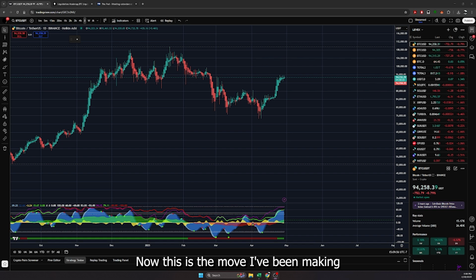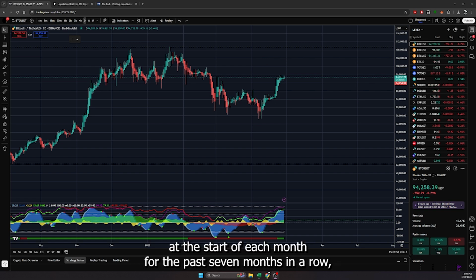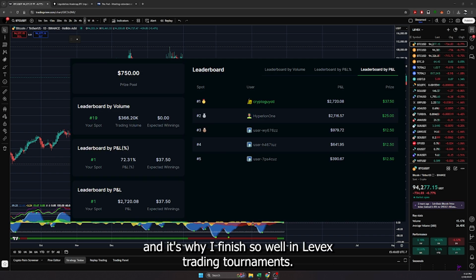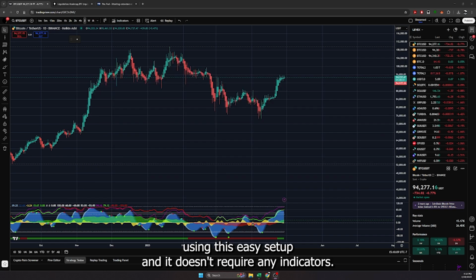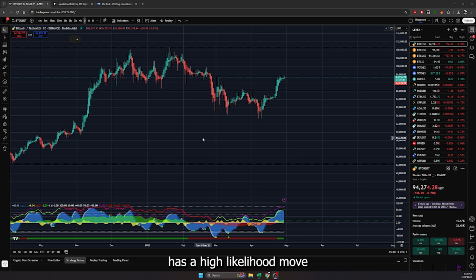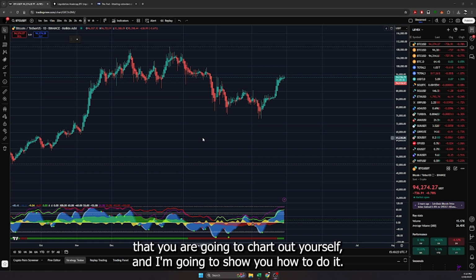Now, this is the move I've been making at the start of each month for the past 7 months in a row, and it's why I finish so well in LevX trading tournaments. It's because I start strong using this easy setup. And it doesn't require any indicators, okay? Although they always help. The beginning of the month has a high likelihood move that you are going to chart out yourself. And I'm going to show you how to do it.